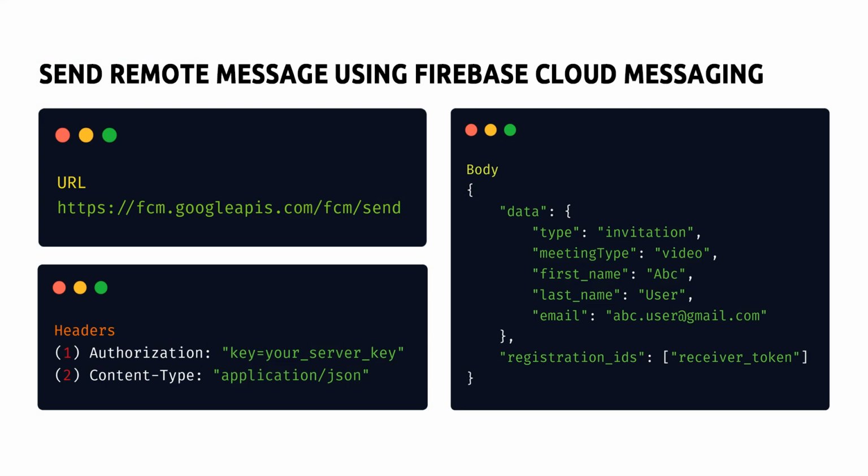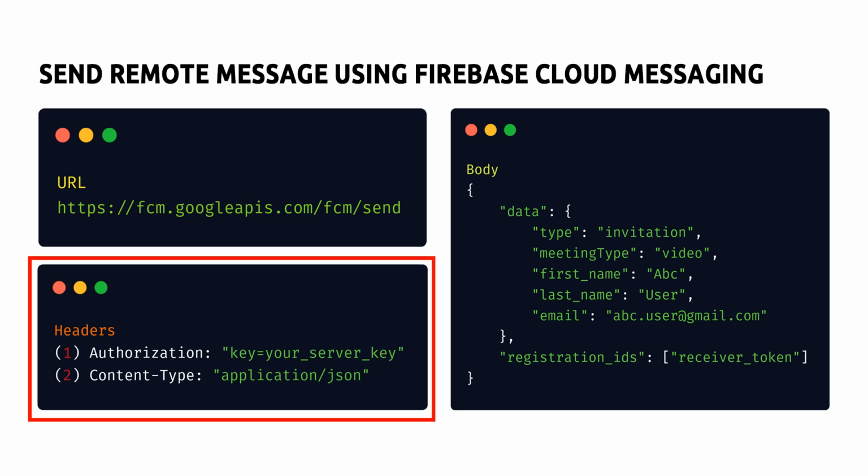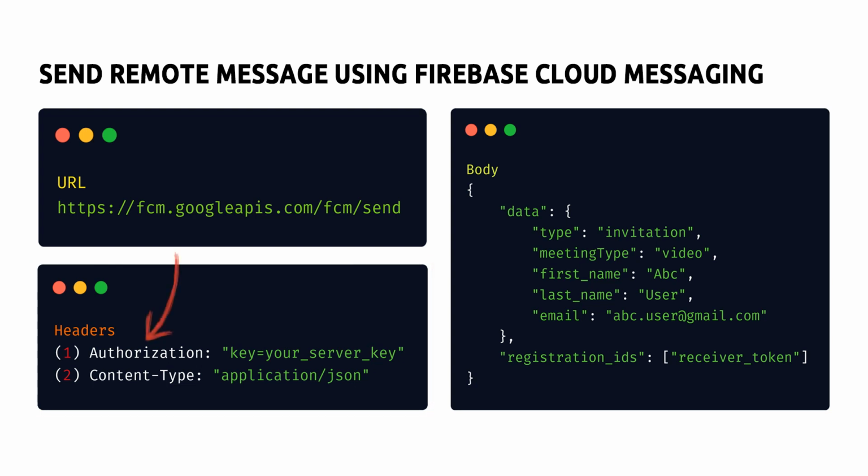So here is the example of an API which we are going to use for sending meeting invitations. Here, the first one is our API URL which we are going to use for the network call. The second one is headers for our API request, and there are two headers. The first one is authorization, in which we will write prefix key equal to and then our server key, which we can get from Firebase console. And the second one is content type, which is application JSON.